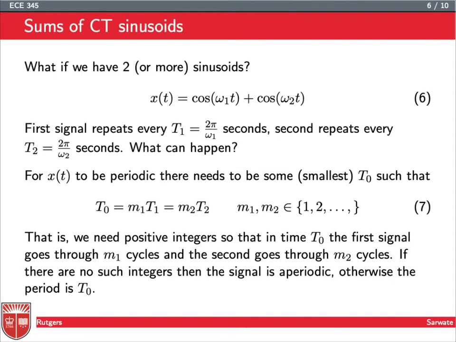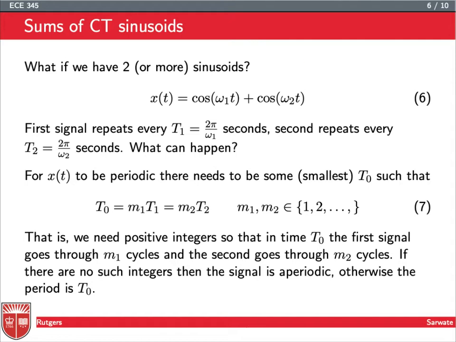What if we have 2 or more sinusoids? Well, then we have to analyze them separately and try to put them together. So the first signal repeats itself every t1, which is 2 pi over omega 1 seconds, and the second repeats itself every t2, which is 2 pi over omega 2 seconds. So what we want to have happen is that there be 2 integer multiples of t1 and t2 such that they line up again.